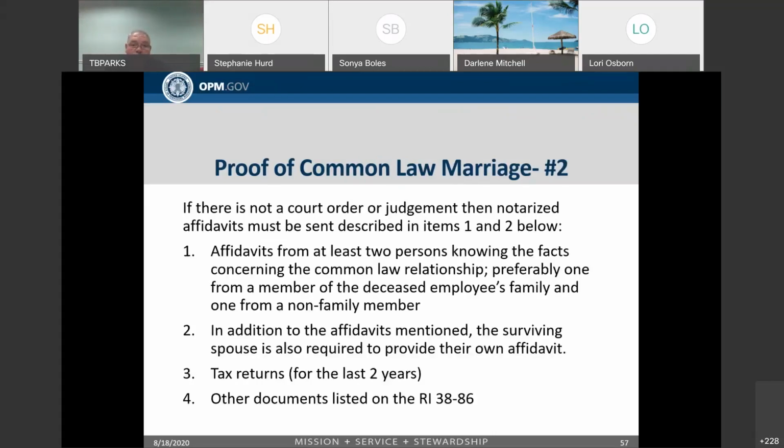If there's not a court order or judgment, then notarized affidavits have to be sent in, described in items 1 and 2 here. Number 1 says affidavits from at least 2 persons knowing the facts concerning the common law relationship, preferably one from a member of the deceased employee's family and one from a non-family member. Also, in addition to that affidavit, the surviving spouse is also required to provide their own affidavit. We also require tax returns for the last 2 years. And there are other documents that are listed on the RI Form 38-86. And I'm reading a lot of this right off the page, but so much of this is exactly what we require, so that's why I'm reading it that way.